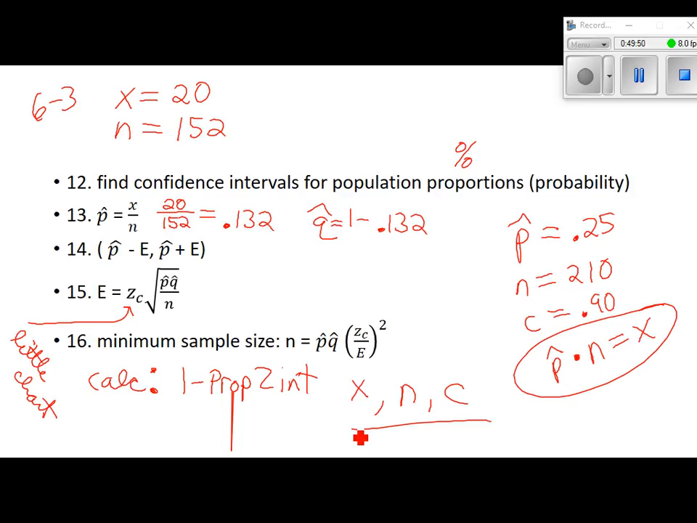So P hat divided by X would be N? Is that right? No, it's not. I just gave you a compliment. How about X divided by P hat? Don't do it upside down. How much more notes? One more slide.